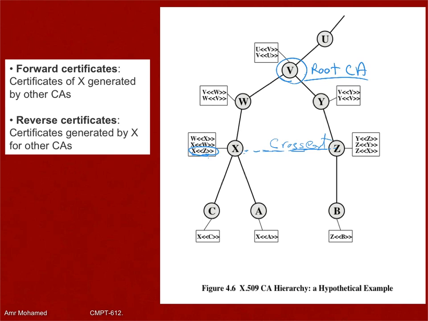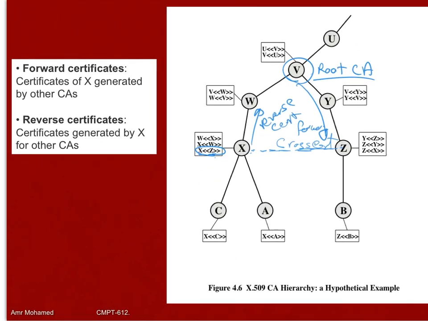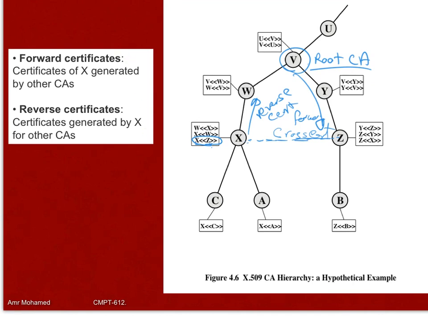If you go this way, we call it a reverse certificate. If you go this way, we call it a forward certificate. And these are the definitions here. If you have, for example, VW, this certificate establishes the trust between V and W, so we call this a forward certificate. Whereas WV here is a reverse certificate. And XZ, because they are on the same level, we call a cross certificate.